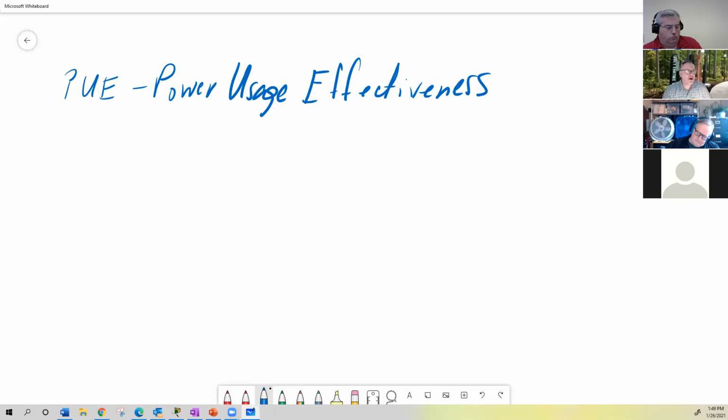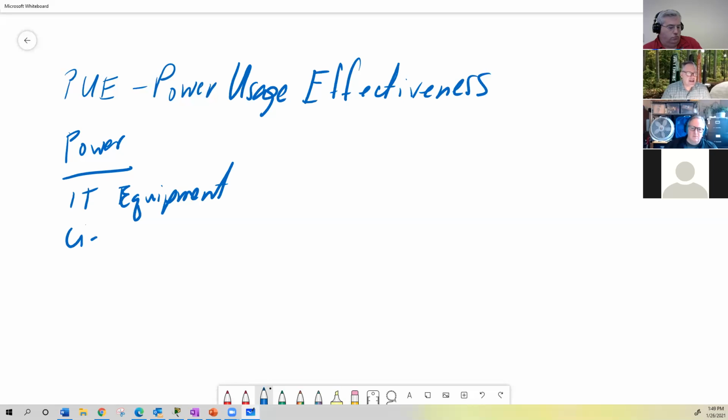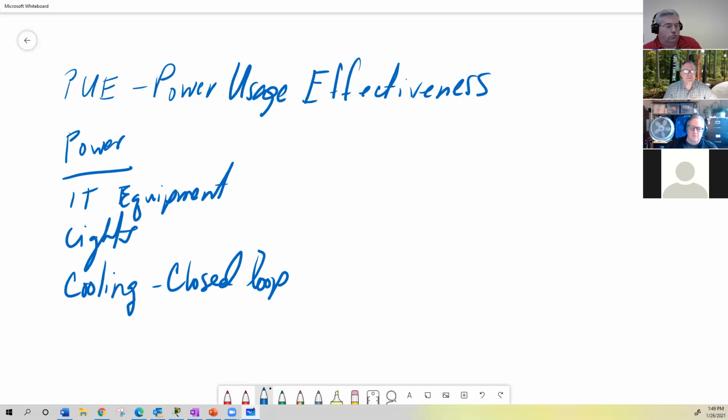So electrical power goes to IT equipment, to power it. But it goes to other things too. It goes to lights. It goes to cooling, which is a huge amount of power, especially with a closed loop. We talked about closed loop. It's very inefficient because you are trying to cool hot air.